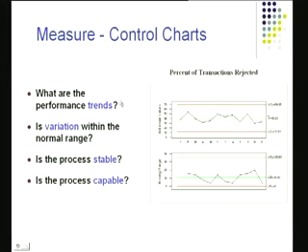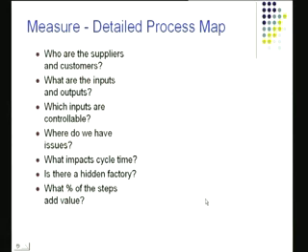When I'm doing control, I'll be looking out for trends in the process. I'll be looking for variations in the process. Is the process stable? Is it capable? And those can be found out by looking at the control chart of the process.